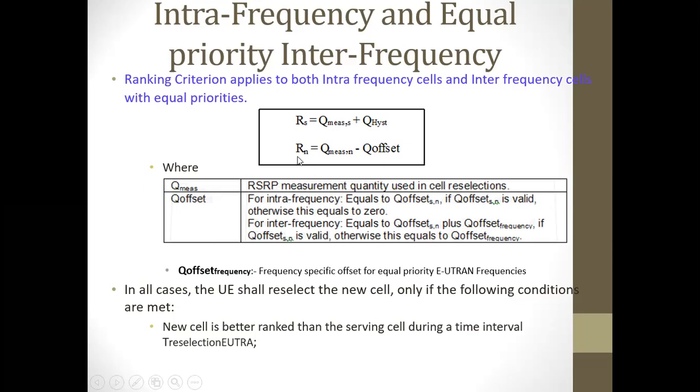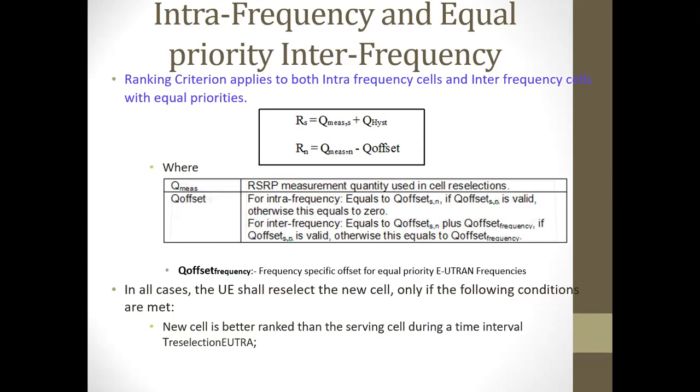For the neighboring cell, you also calculate Rn, but this time you subtract Q offset. Q offset is often 0. But if it is not 0, then it is used to bias a cell. We'll talk about biasing later. For now, assume Q offset is 0. Now, you see, this Rs and Rn will keep comparing. If Rn is higher than Rs, then it will trigger cell reselection, move to that cell. Forget about my current cell.